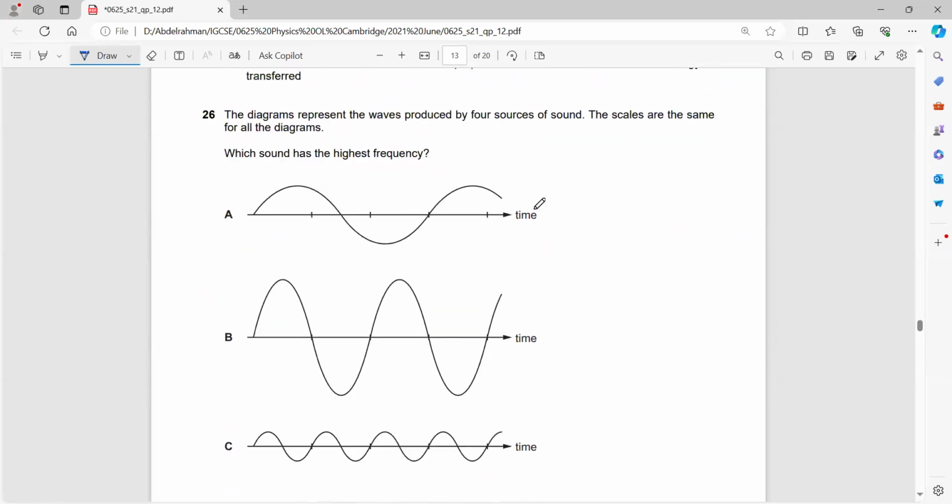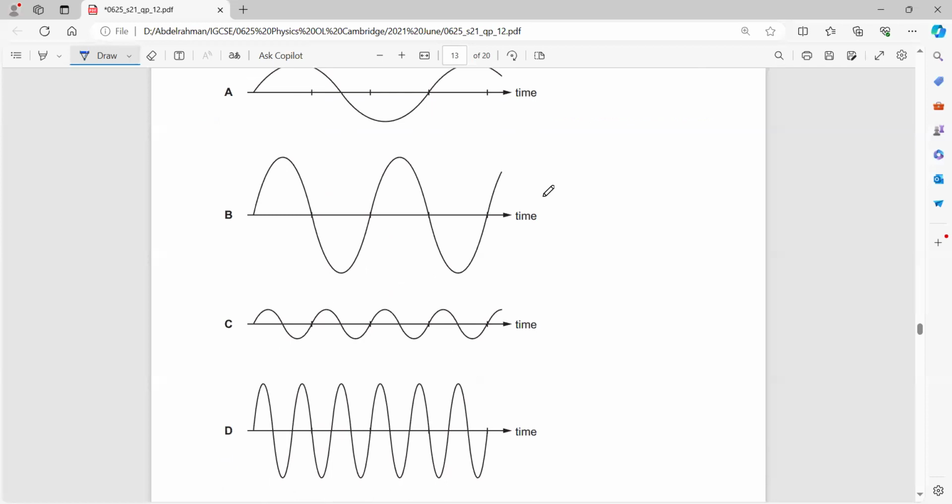The four diagrams represent the waves. The scales are the same. Which sound has the highest frequency? Frequency is the number of waves per second. It would be D. You can count them if you want to, but D is the correct answer.